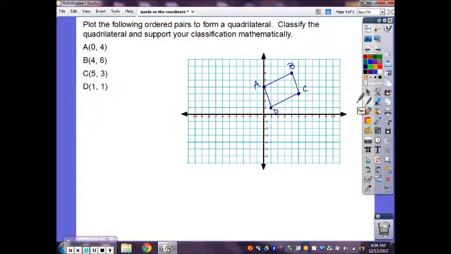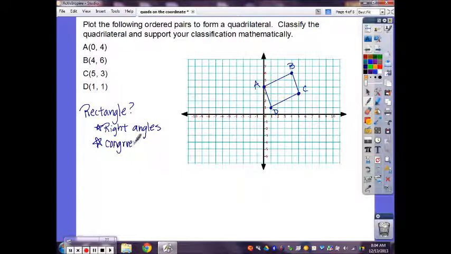And as we discussed yesterday, it looks like it could be a rectangle, but it's not enough just to say it's a rectangle because it looks like it. We have to prove it. So what are the properties of a rectangle? If I think about what we learned through our project and our flow chart, I know that a rectangle has right angles, and I know that it has congruent diagonals. So if I can prove that those two things are true, I can prove this is a rectangle and not some other figure.